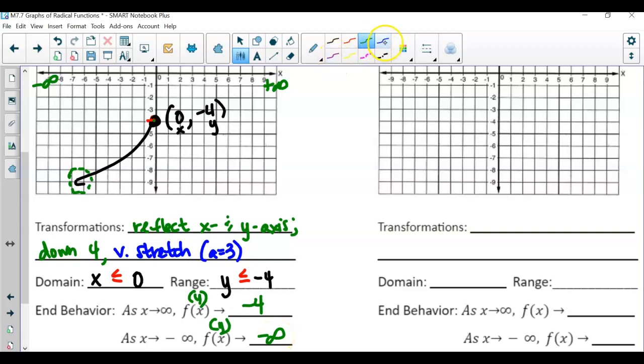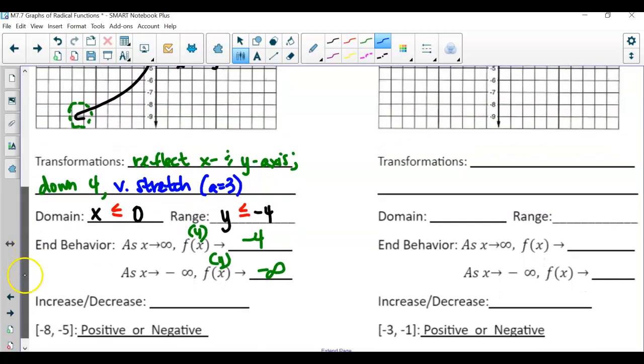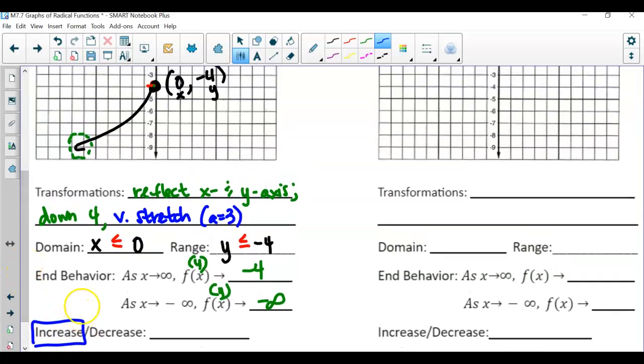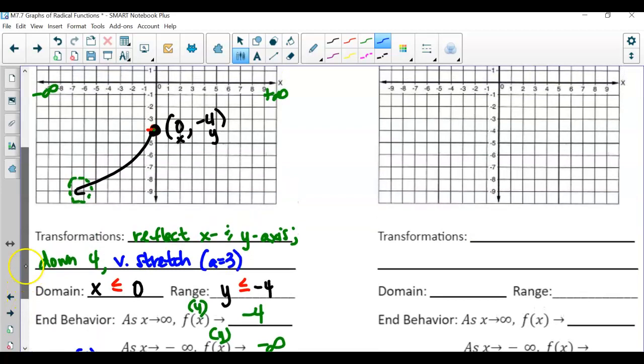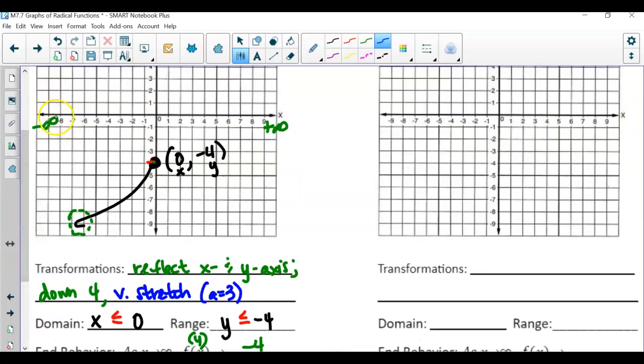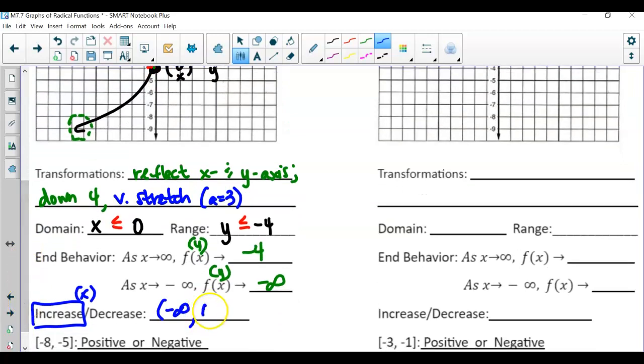Then remember, for increase, decrease intervals, always read the graph left to right. So what direction is this graph going from left to right? It's going up. So these values are increasing. So now increasing over what X values, right? Because remember, this is our X's. Well, we're starting all the way over here, right? Because it's starting all the way over in negative infinity. So from negative infinity to what X value is our graph stopping? Right here at 0. So negative infinity to 0. Make sure you have that bracket with 0 to include it.